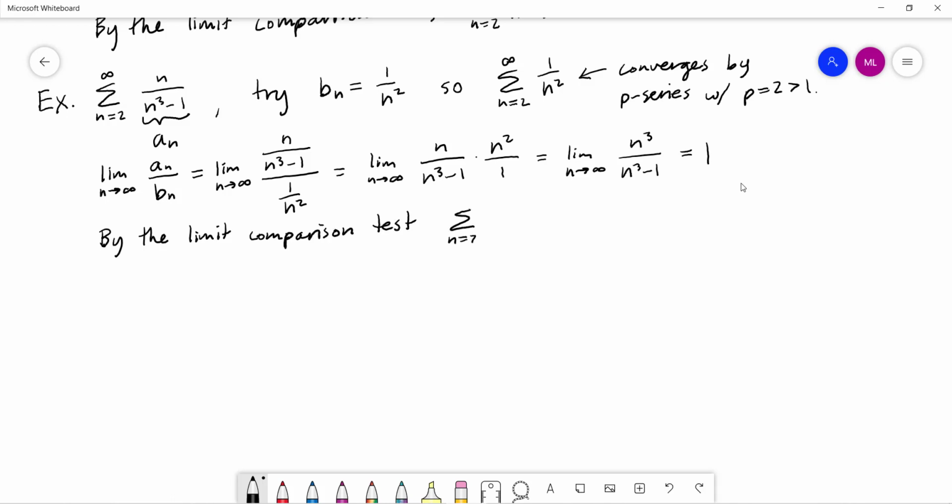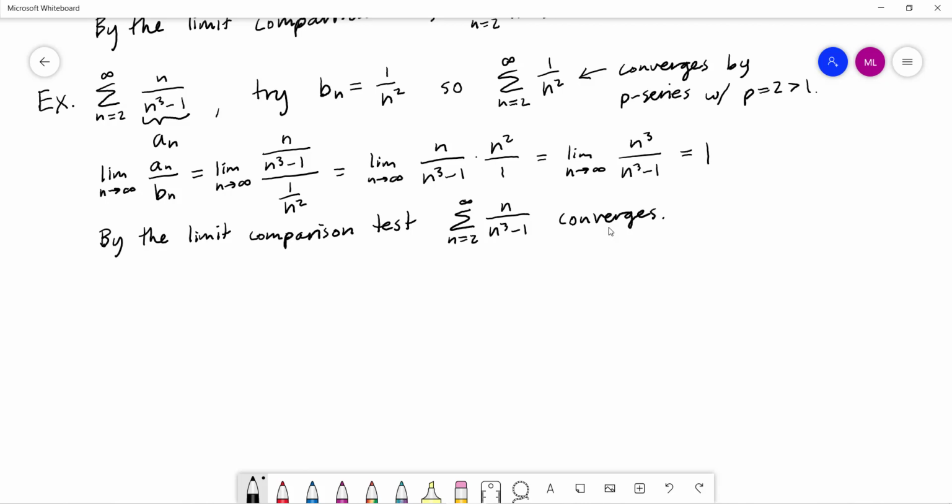our series from n equals 2 to infinity of n over n cubed minus 1 converges. It doesn't necessarily converge to 1. This 1 has nothing to do with what this thing converges to. It's just that it has to be any finite constant. So it is going to also converge. We can't specify what it's going to converge to.